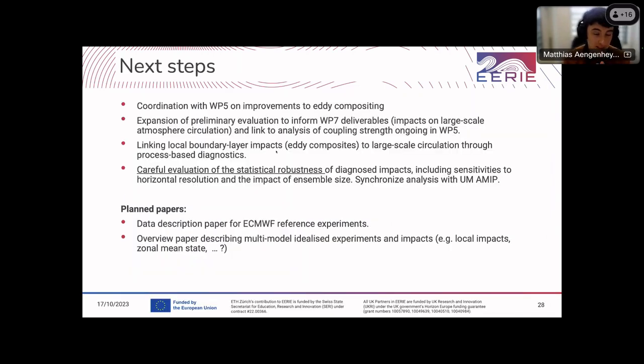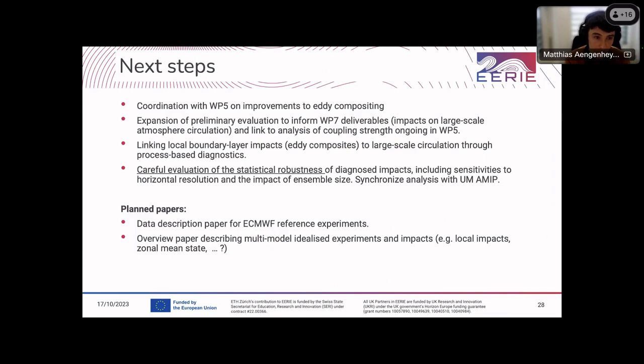Just some next steps and what we're going to focus on. So all this work on eddy compositing fits quite well with the work on work package 5, and we want to coordinate more with them. Maybe they can use this. We need to expand our evaluation, as I've just touched on some of these things here in the end, especially to improve our statistical confidence in those results.